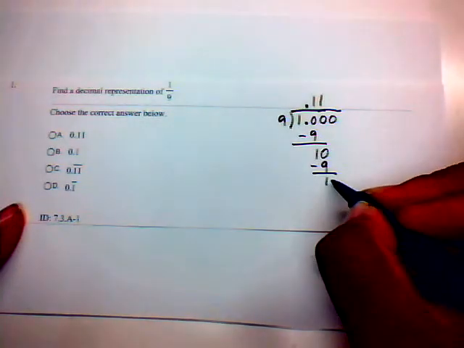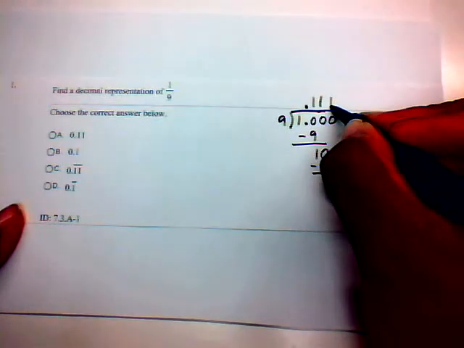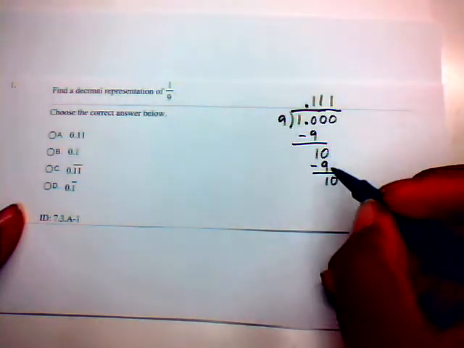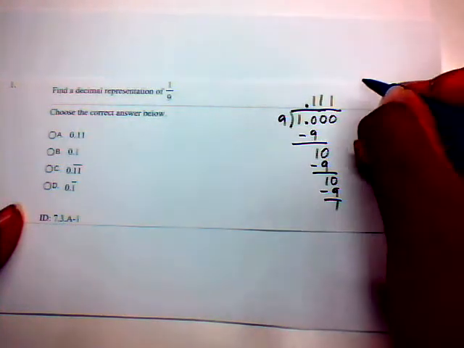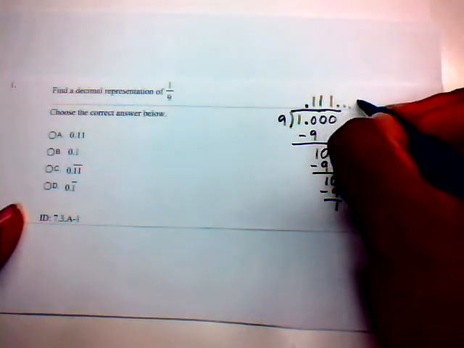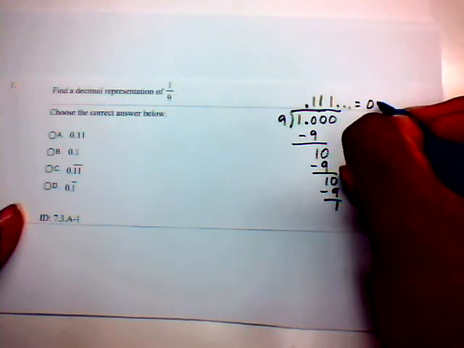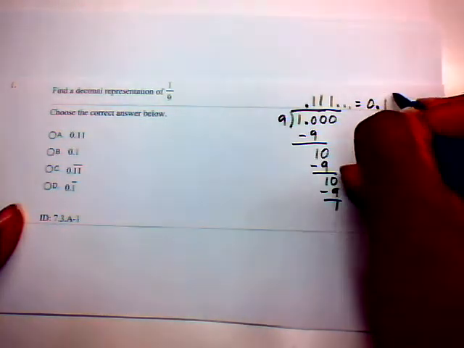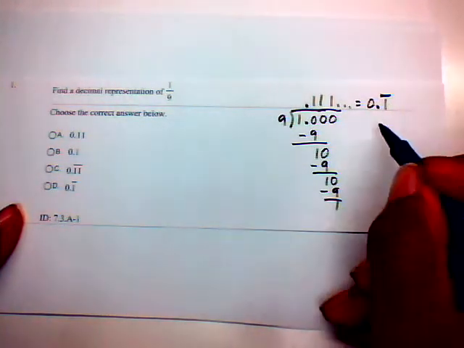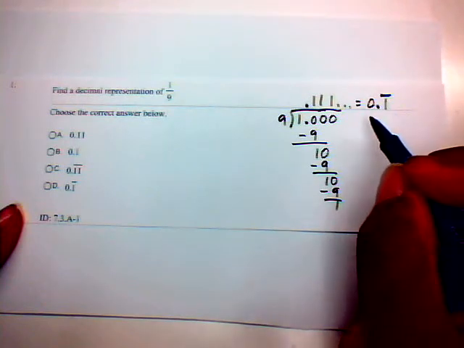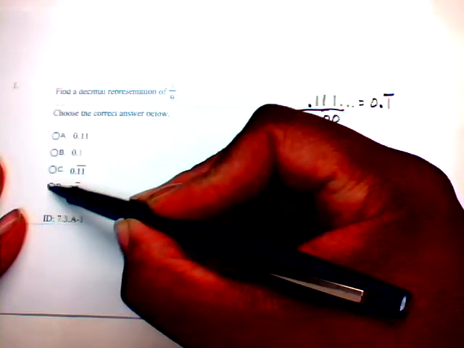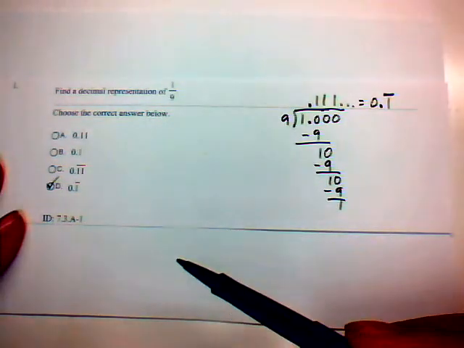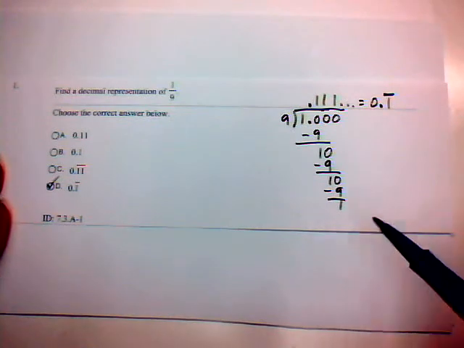And if I continue this pattern of dividing 9 into 10, I'm going to get 1 each time. So I know that the 1 repeats. So 0.111, and it's repeating, would be 0.1. Now, we write this with a bar on top to show that the 1 repeats. Okay? So here our answer would be answer D, 0.1 with the bar on top showing that only the 1 repeats.